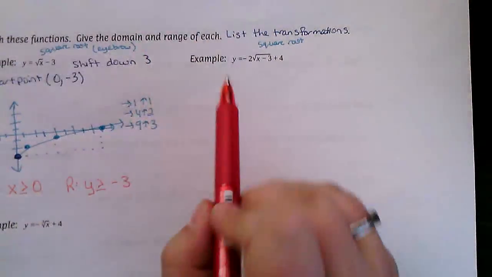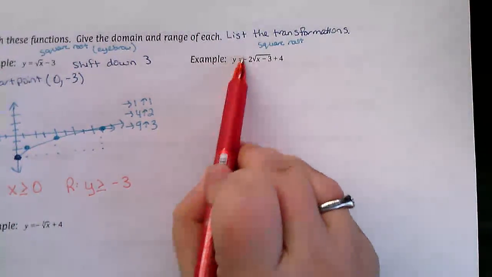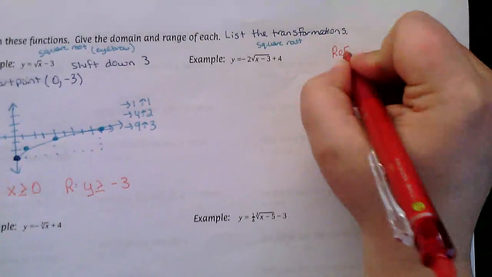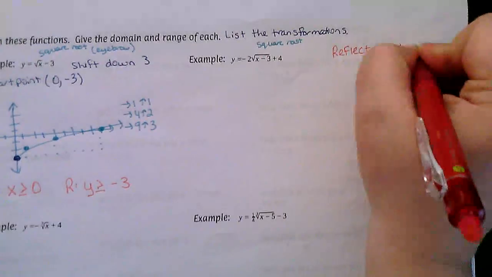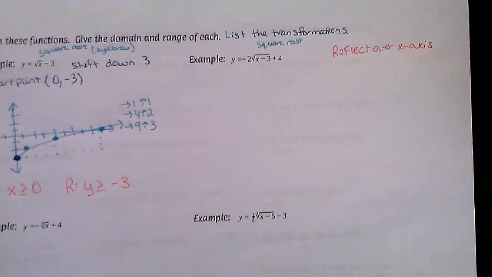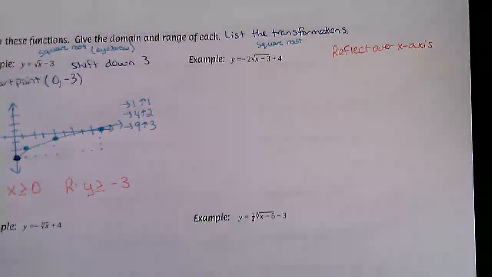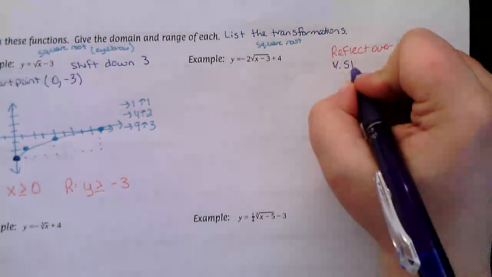Okay, so this negative right here, I'm going to start at the front and move to the back. So this negative is a transformation. That is a reflection over the x-axis. That 2 is something else. It is either a vertical stretch or a vertical compression. Do you know which? Hopefully you know that it is a vertical stretch.